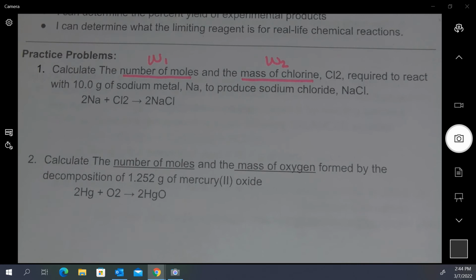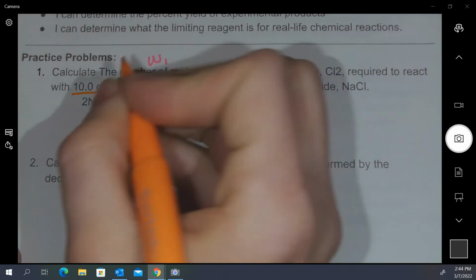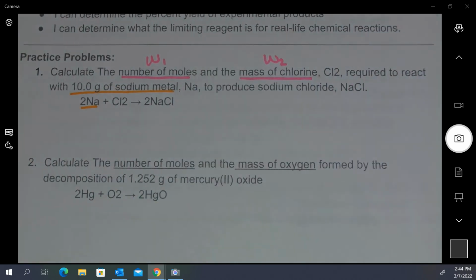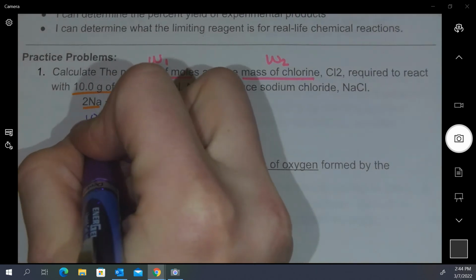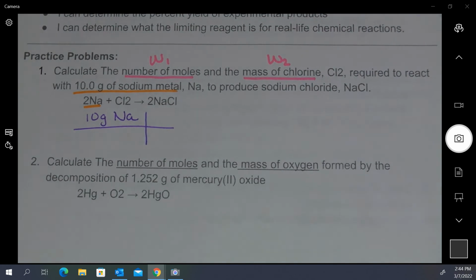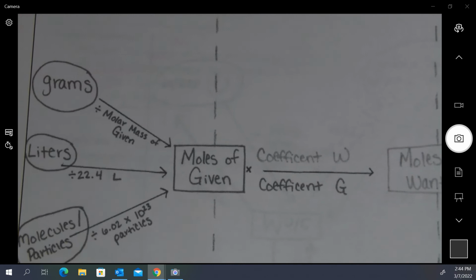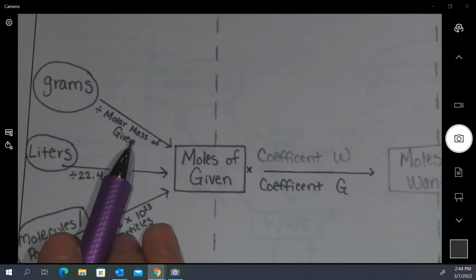Yeah, grams of sodium. Our given is grams of sodium. So we've got 10 grams of sodium metal. So we're going to take our 10 grams of sodium metal. And first I'm going to calculate it to moles. So looking at my flow chart, how do I go from grams to moles? What's my first step if my starting point is grams?